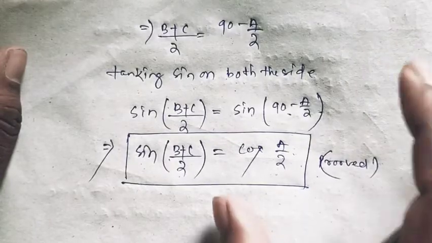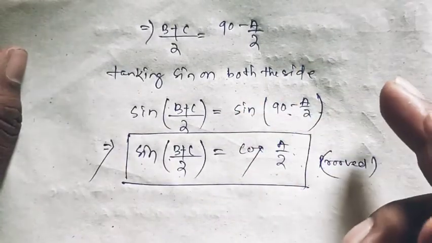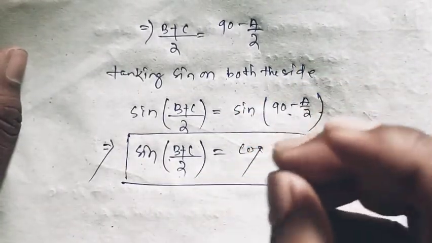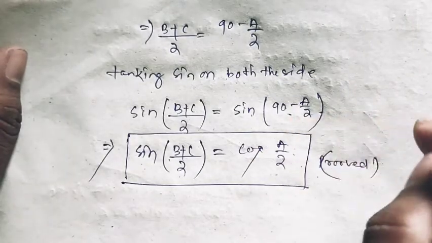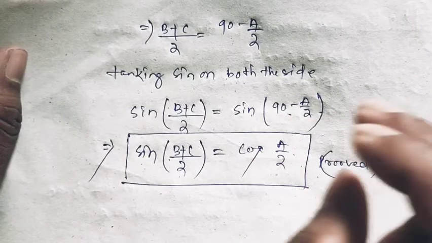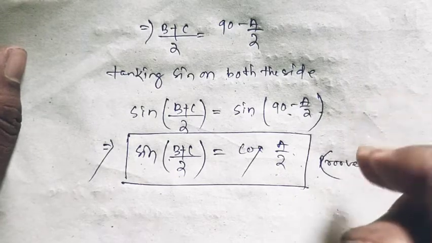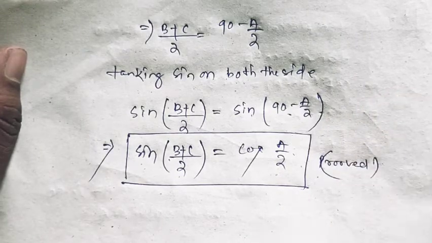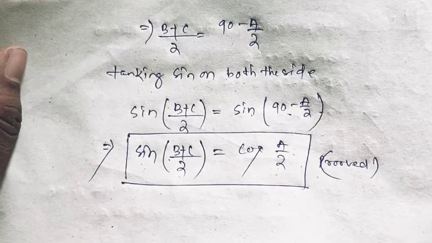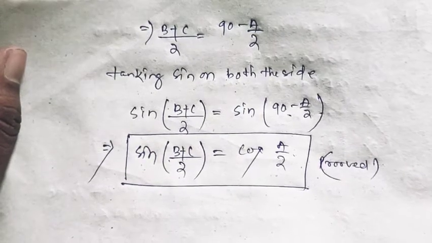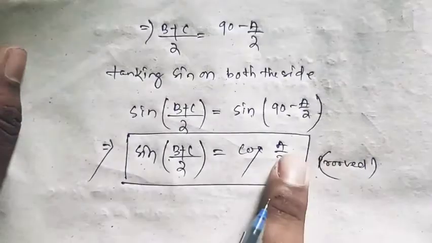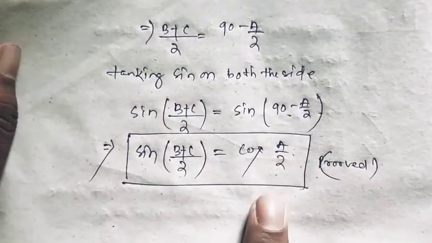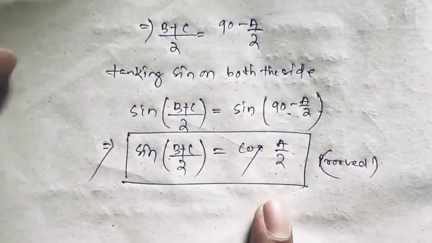So simply you have to use the angle sum property, A plus B plus C is equal to 180. From that you can write B plus C is equal to 180 minus A, and simply divide by 2 in the equation. After that you have to take the sine. You will get the answer. Okay, we'll solve the next question.